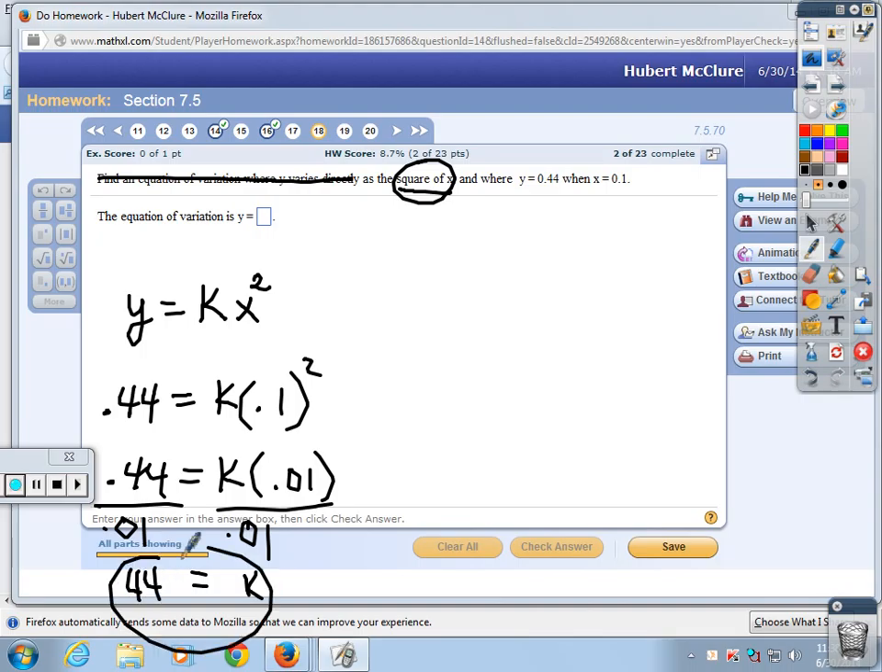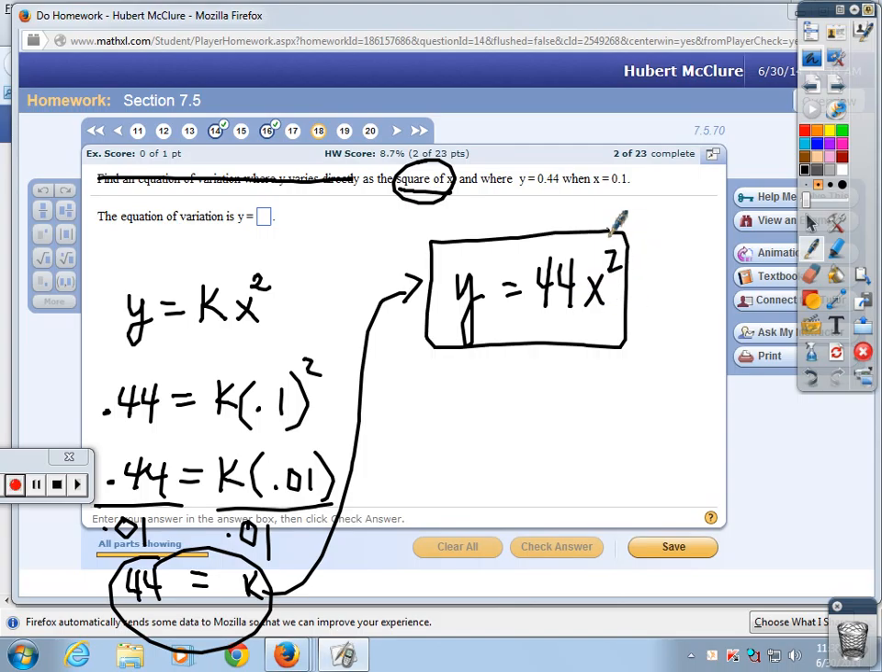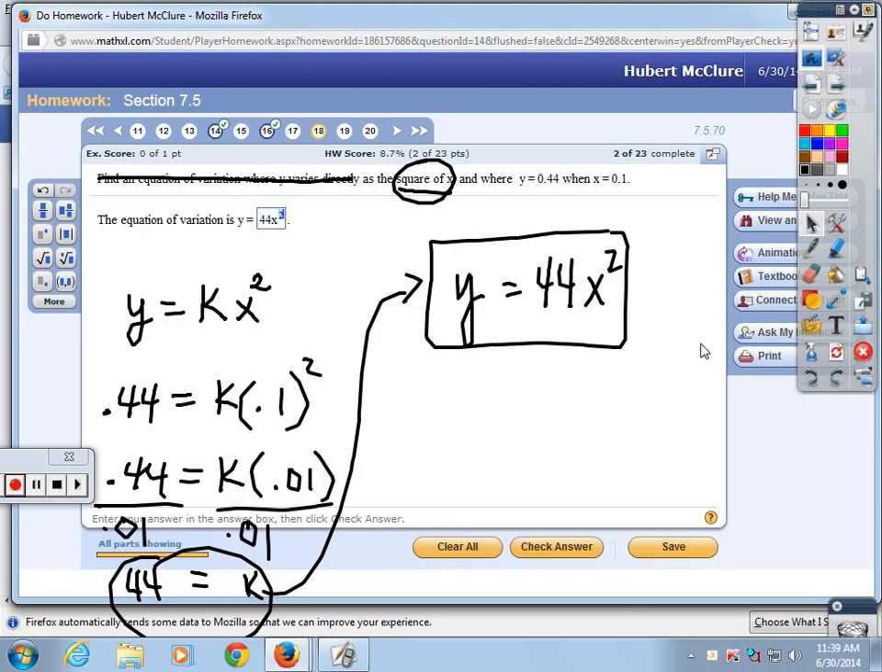Now, what do you do with k? Plug it back in. So your equation is equal to 44 x squared. This is your equation, and that's your answer. So can you type that in and see? You just type in 44x squared. There you go. I got it right. I got one right, Mr. McCoy. You got one right.